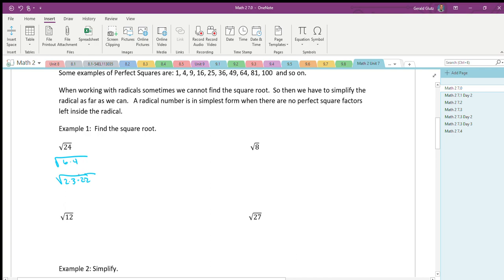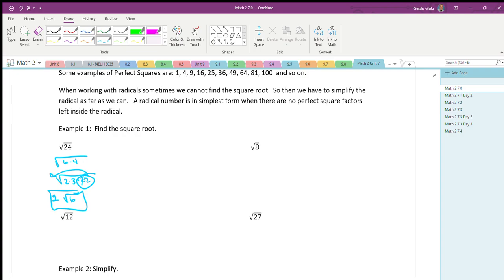Once you get a pair, circle it, one goes away, the other one comes out. 2 and 3 do not have pairs, so they have to stay inside. One of those 2's came out. 2 times 3 is 6, so your answer will be 2 times radical 6.